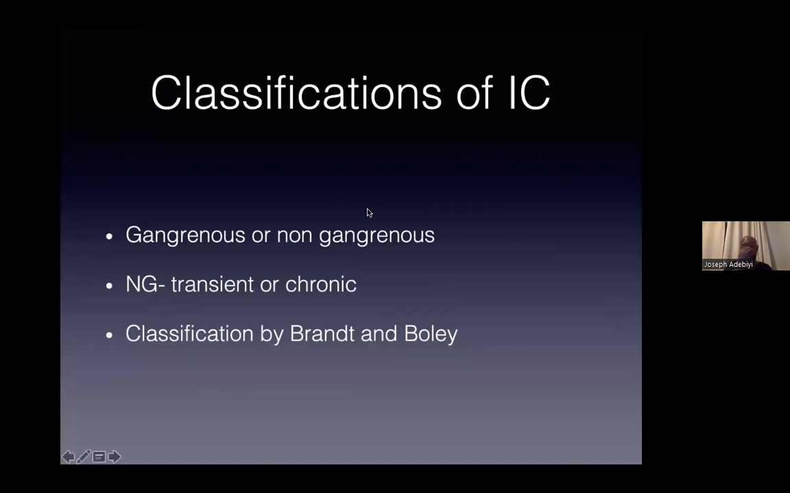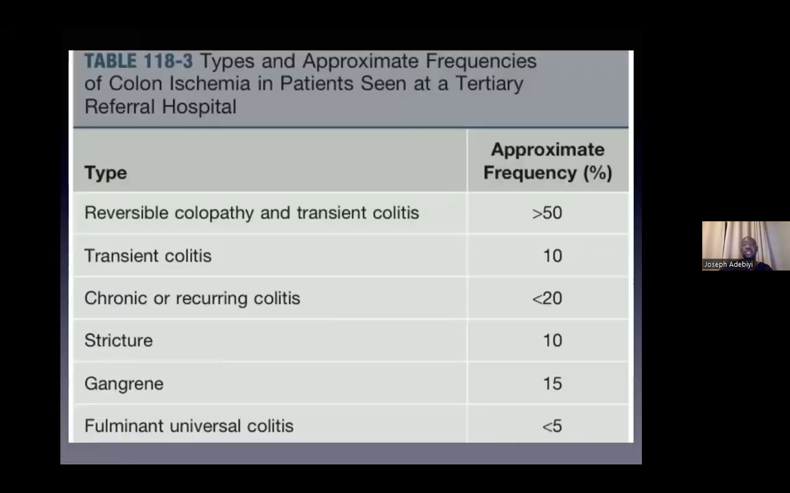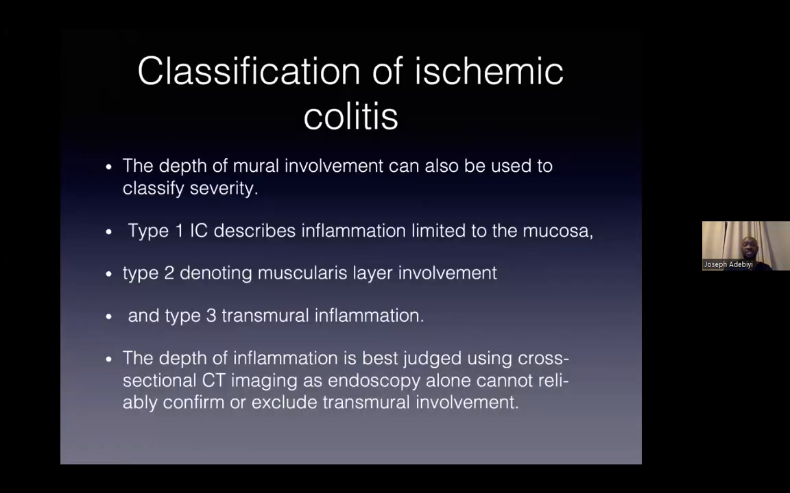Ischemic colitis can be classified according to several classifications. You may have gangrenous or non-gangrenous. The non-gangrenous ischemic colitis can be transient or chronic. You may also have the classification by Bright and Bowley. But the usual classification would have a spectrum where you have the initial reversible colopathy and transient colitis, which will occur in most of the cases, but it may then progress to chronic recurring colitis, which may be complicated by strictures and gangrene, or even fulminant universal colitis with perforation and systemic inflammatory disease.